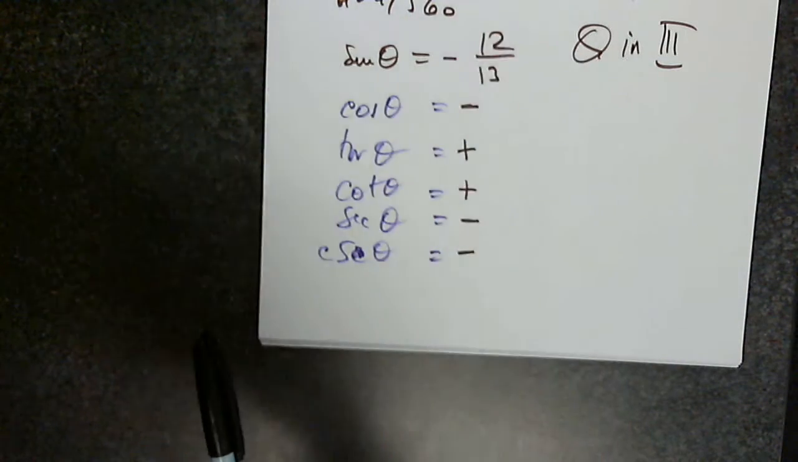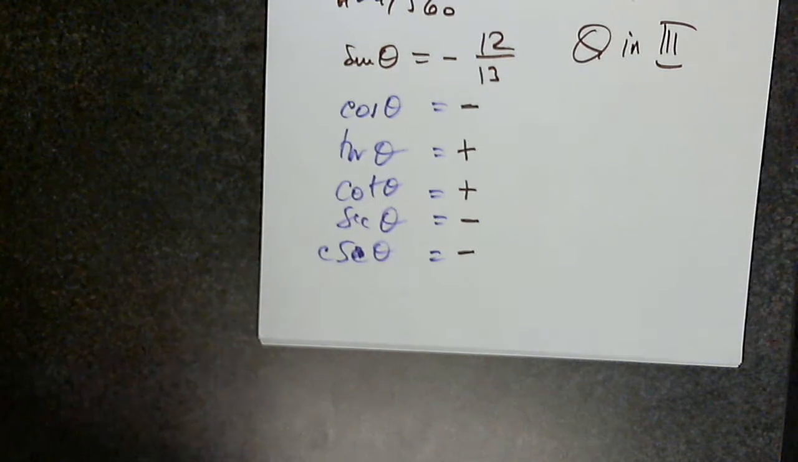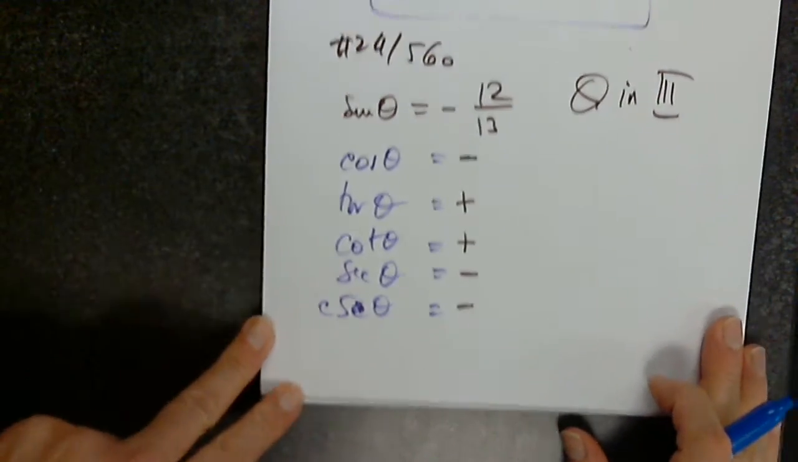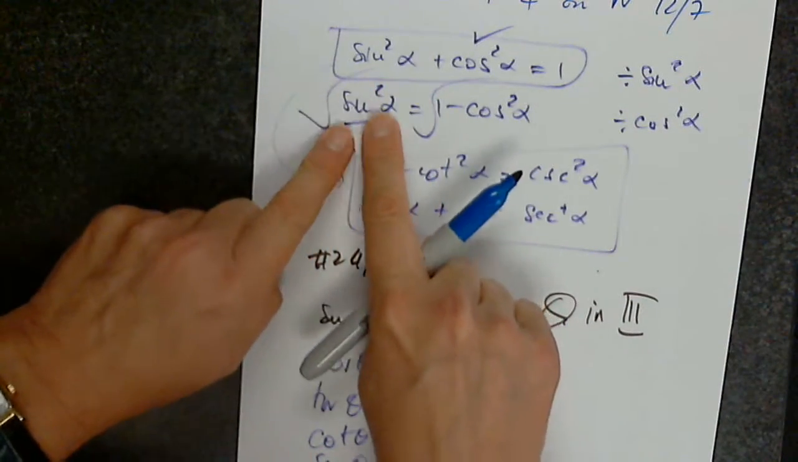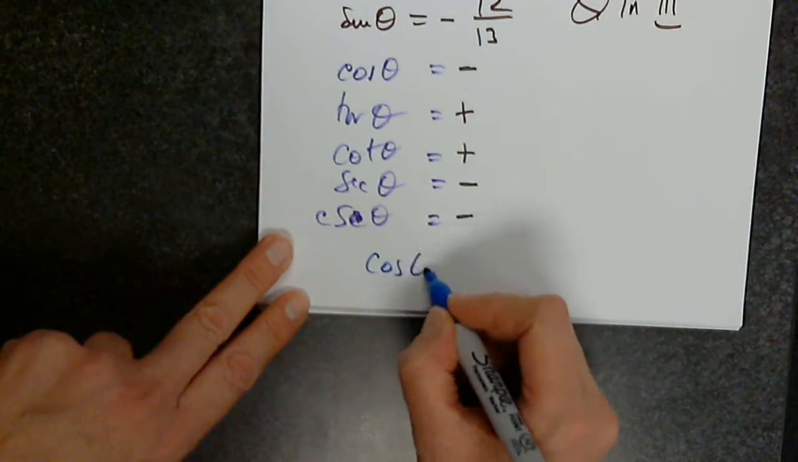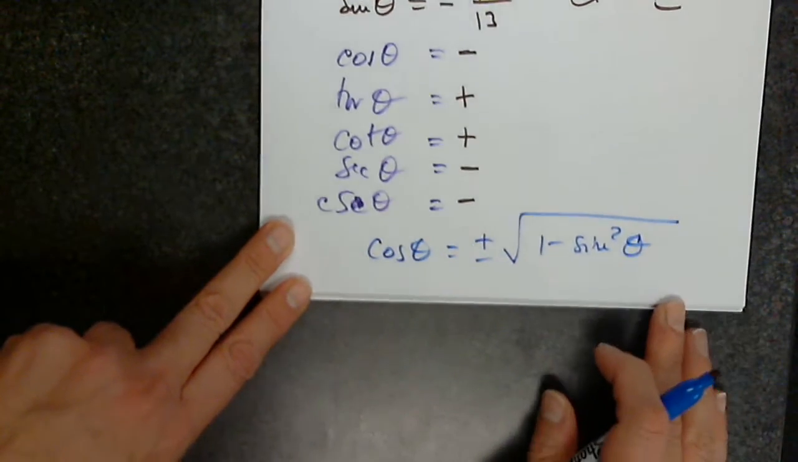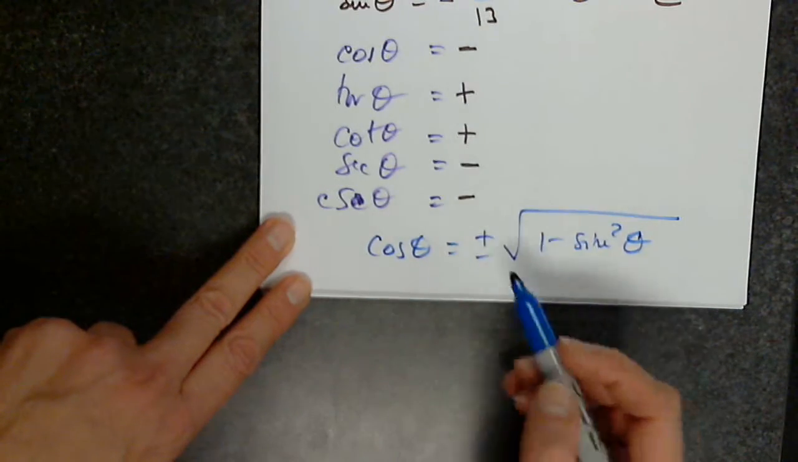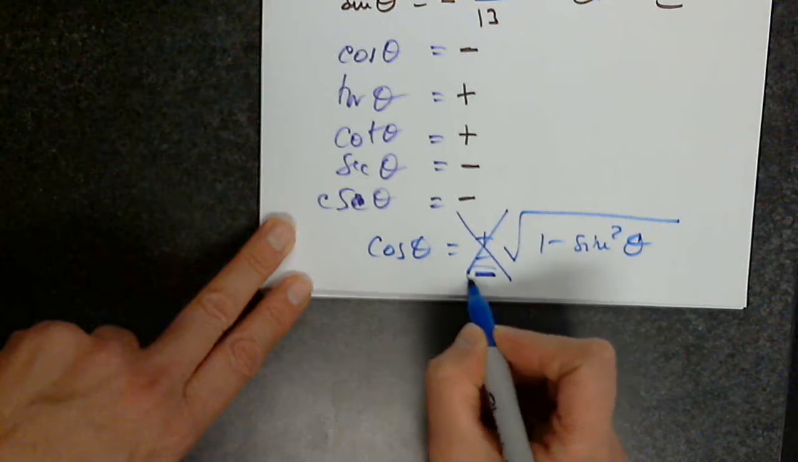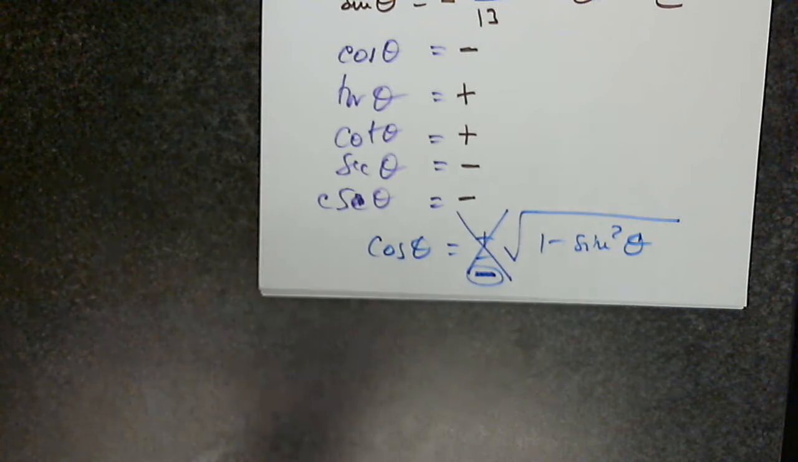I'm given sine. How do I determine cosine? Because once I get cosine, I'm done. How do I get cosine? Right. So cosine squared equals 1 minus sine squared, with a square root. So then cosine theta equals plus or minus the square root of 1 minus sine squared theta. Because I know it's minus, I will say no, just minus. Because cosine in this quadrant cannot be positive; it can only be, in this case, negative.